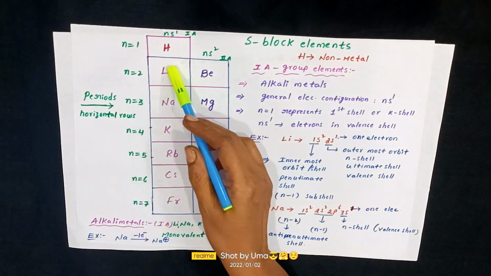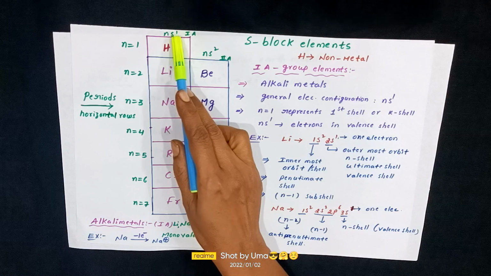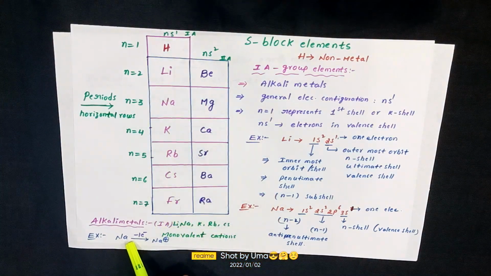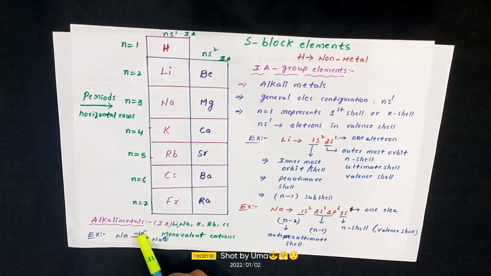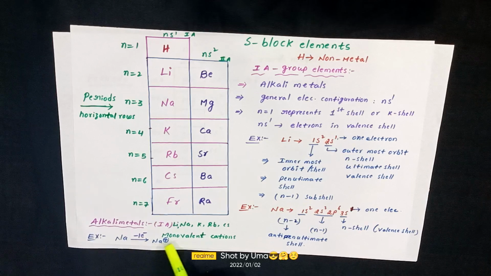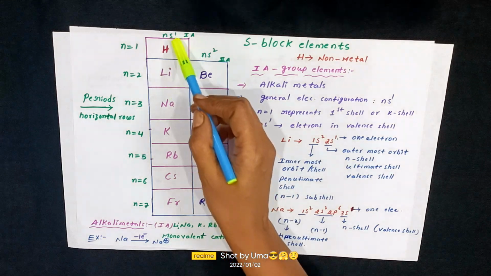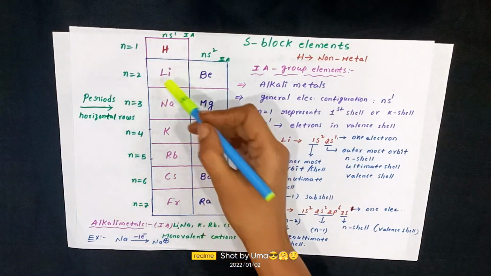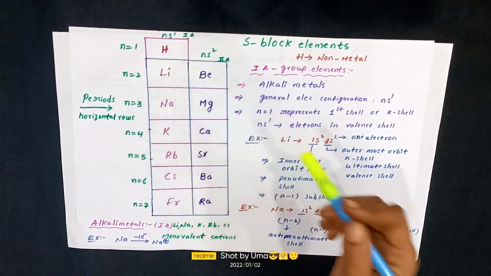Alkali metals, that means first A group elements, are lithium, sodium, potassium, rubidium, cesium and francium. They are able to form monovalent cations by losing one electron from their valence shell. For example, by removing one electron from the valence shell of sodium, it gives a monovalent cation. So children, by writing the electronic configuration, you can understand which group, which period and which block the element belongs to.